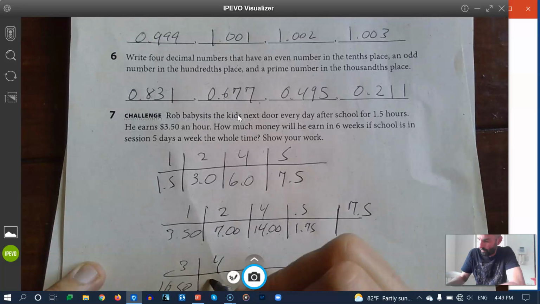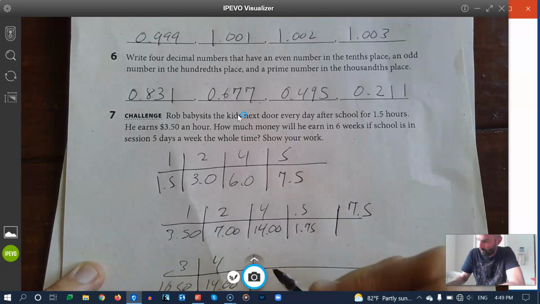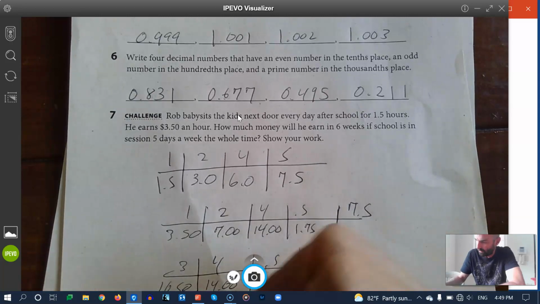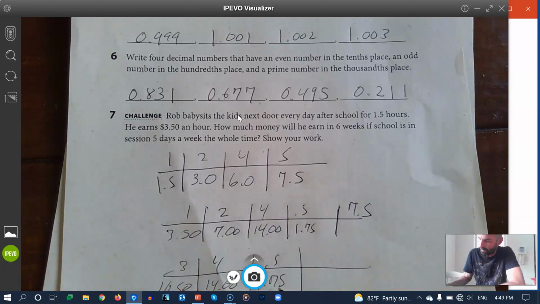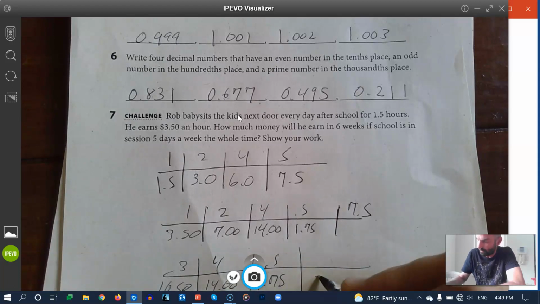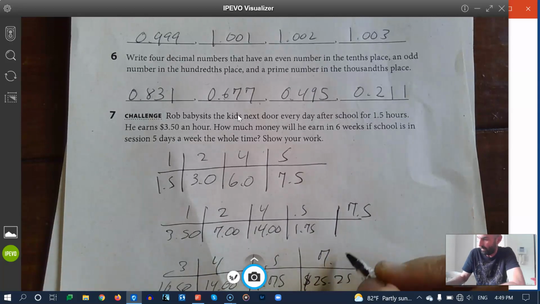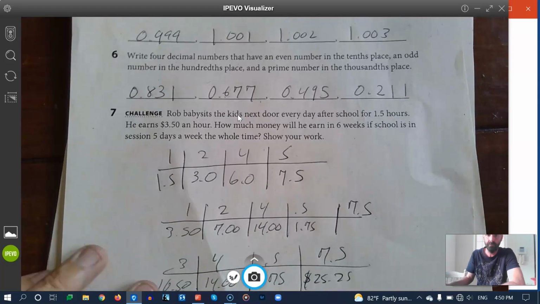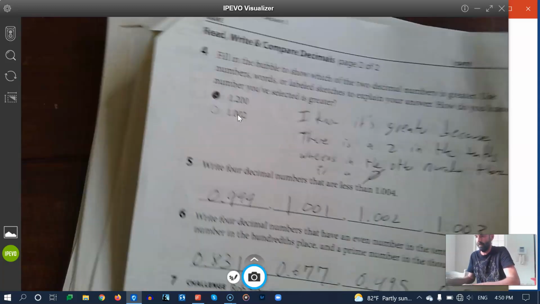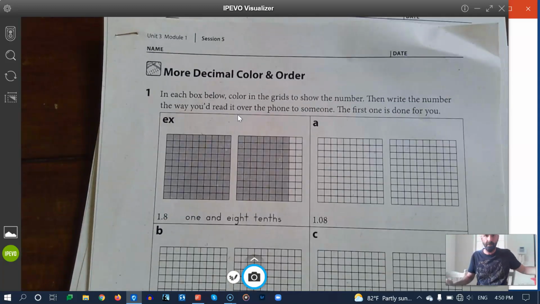Plus 4, which is $14, plus a half of an hour, which is $1.75, for a grand total of, let's see, I'm going to do these first. 75 cents and 50 cents is $1.25 plus 24, so $25.25. Hopefully I did that right in total. Oops. All right, cool. So now we go to the more decimal and color.